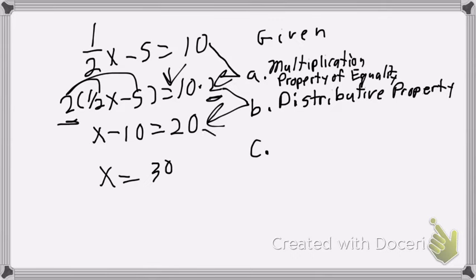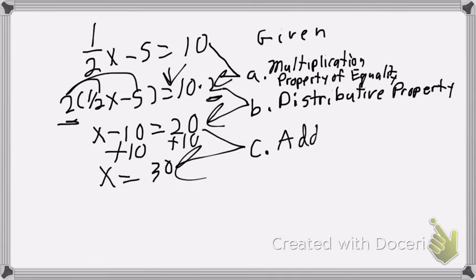How do we get from here to there? That's easy. We add 10 to both sides. So just like when we multiplied 2 to both sides was the multiplication property of equality, this one's a real brain teaser. It is the addition property of equality.